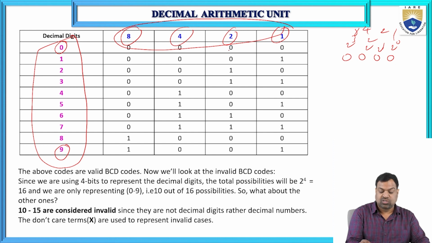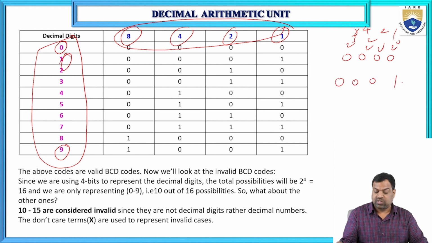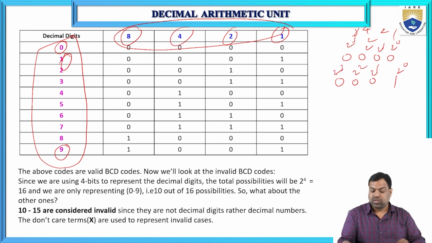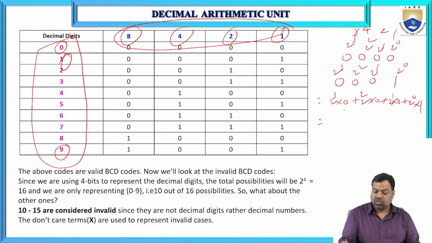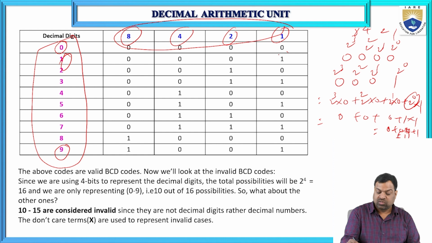For 0, it is 0 0 0 0. For 1, it is 0 0 0 1. How did we get 1 as 0 0 0 1? It is the 2 power 0 position, 2 power 1, 2 square, and 2 cube. So 2 cube into 0, plus 2 square into 0, plus 2 power 1 which is 2 into 0, plus 2 power 0 which is 1 into 1. So 0 plus 0 plus 0 plus 1 equals 1. So the value is 1.